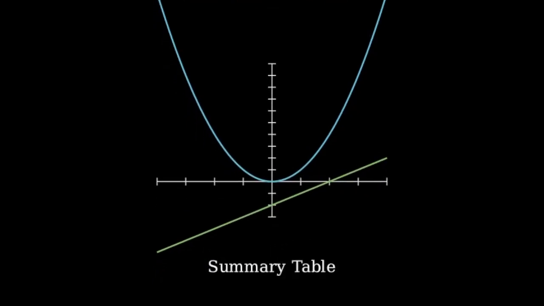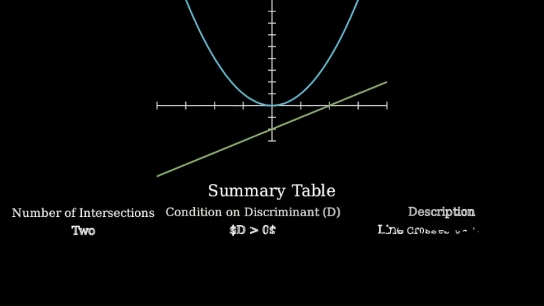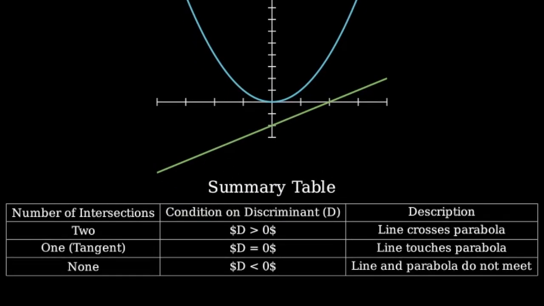Let's summarize these findings in a table. If the discriminant d is greater than 0, there are two intersection points. If d equals 0, there is one intersection point, and the line is tangent to the parabola. If d is less than 0, there are no intersection points.